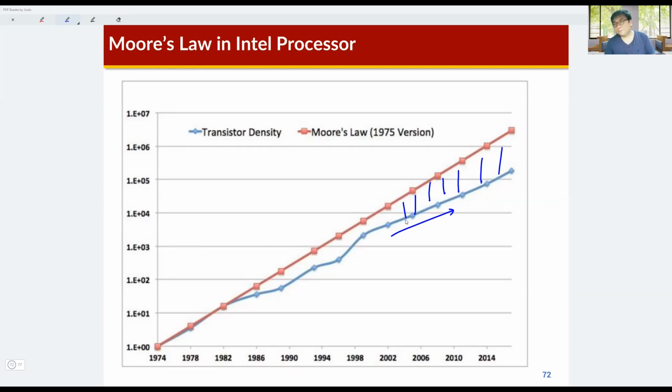So the trend is changing. We need to develop the CPU in a different direction. That is what the end of Moore's law teaches us.